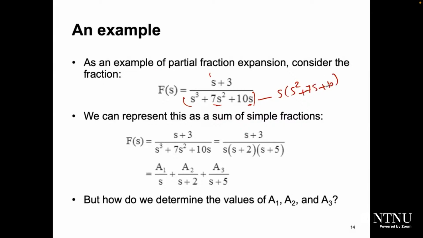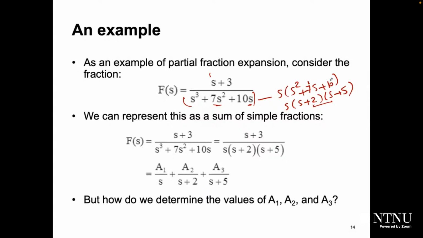And the 10, in fact, is 2 times 5. So this one will be s times (s plus 2) multiplied by (s plus 5). If you want to go back again, s times s will be s squared. s times 2 plus s times 5 gives 2s plus 5s, which is 7s. And 2 times 5 is 10. Right? So now we are correct.